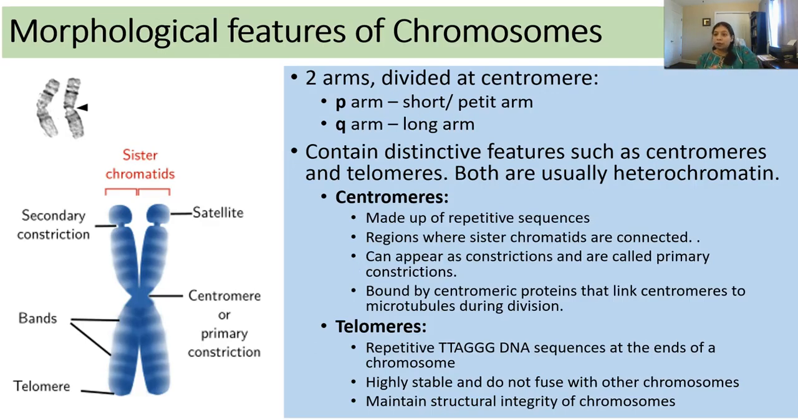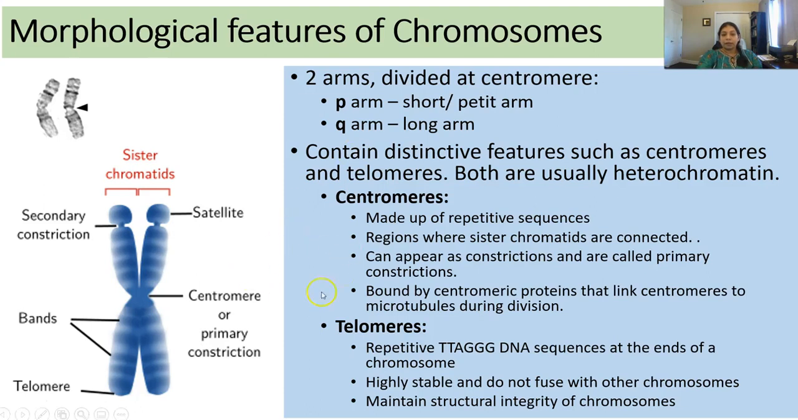So let's look at some morphological features of a typical chromosome. A chromosome is typically going to look like they have two arms or two sets of arms. The shorter of the two arms is going to be termed your P arm. It doesn't matter whether it's on the top or the bottom, but the shorter arm is going to be the P arm, and the longer arm is going to be your Q arm. They also have other distinctive features that are important for their structural integrity and their function.